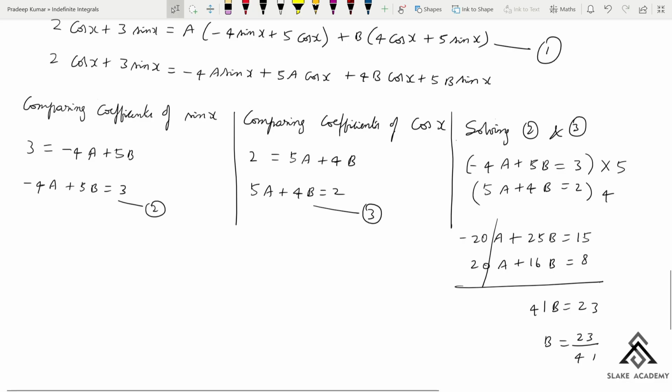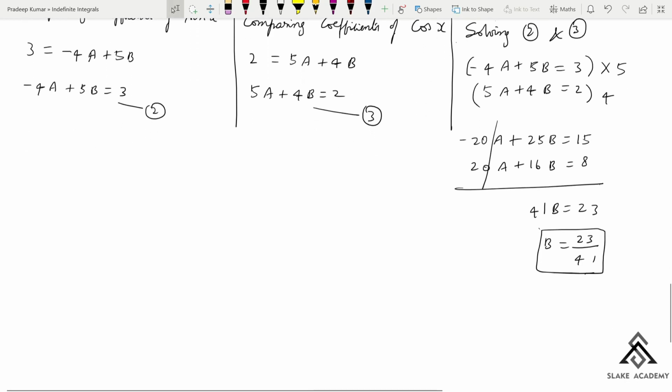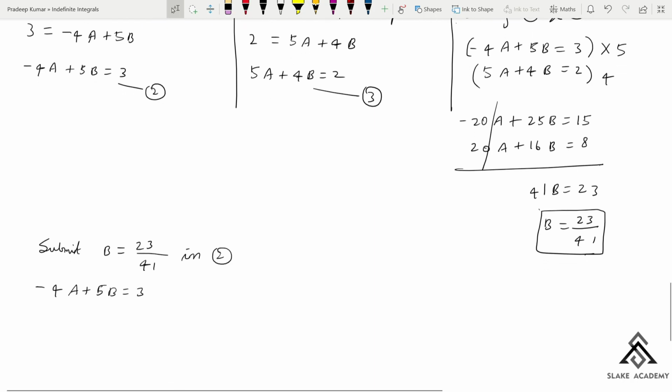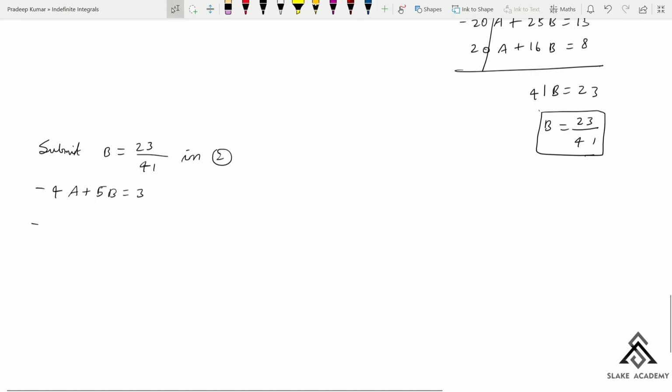Now we'll substitute this b value in an equation so that we can get the a value also. So substitute b equal to 23 by 41 in, suppose, equation number 2. What is the second equation? Minus 4a + 5b equal to 3. So what is the b value here? Minus 4a + 5 into b, which is what?